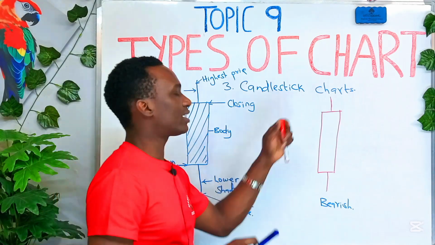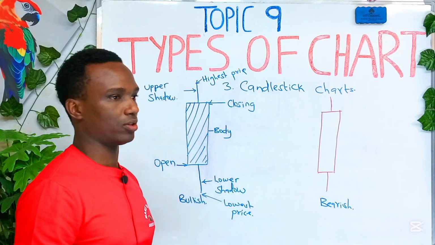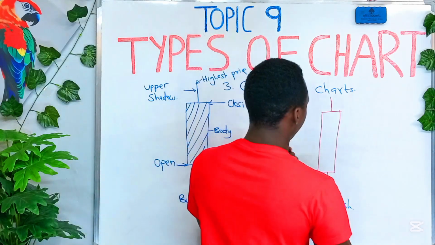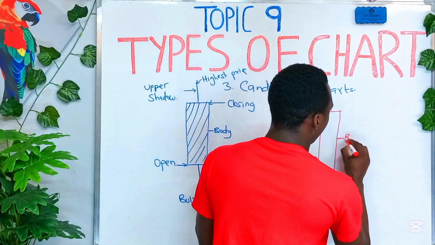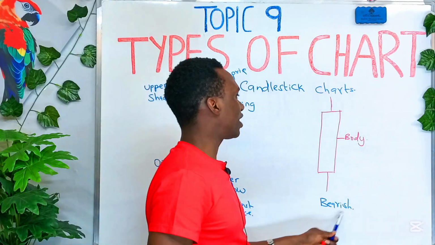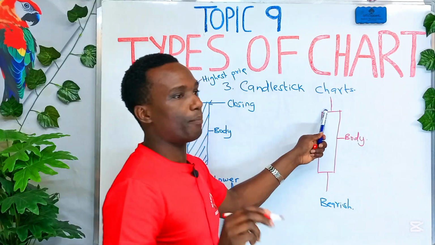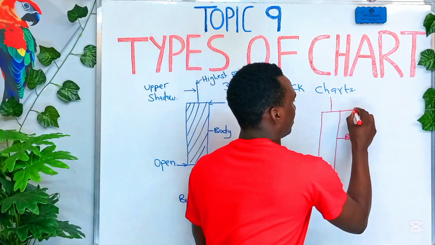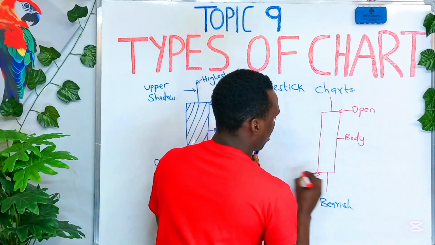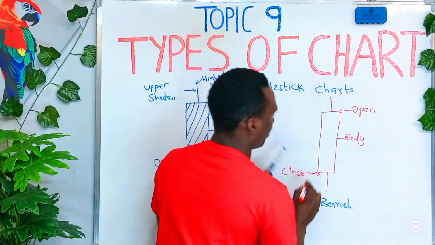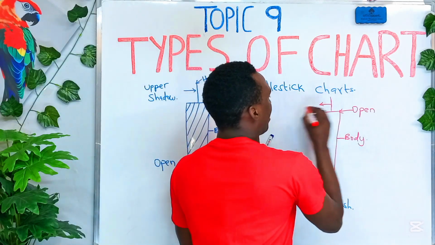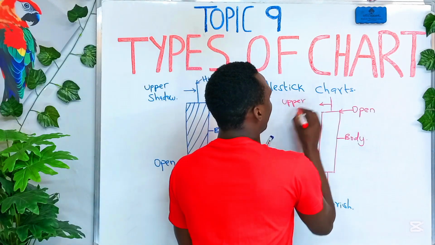So let us look at a bearish candle. A bearish bar, what you see here, this one represents the body. And we say that in a bearish bar, this is the opening price. So this one is our opening price. And this one, our closing price. This one indicates the upper shadow.